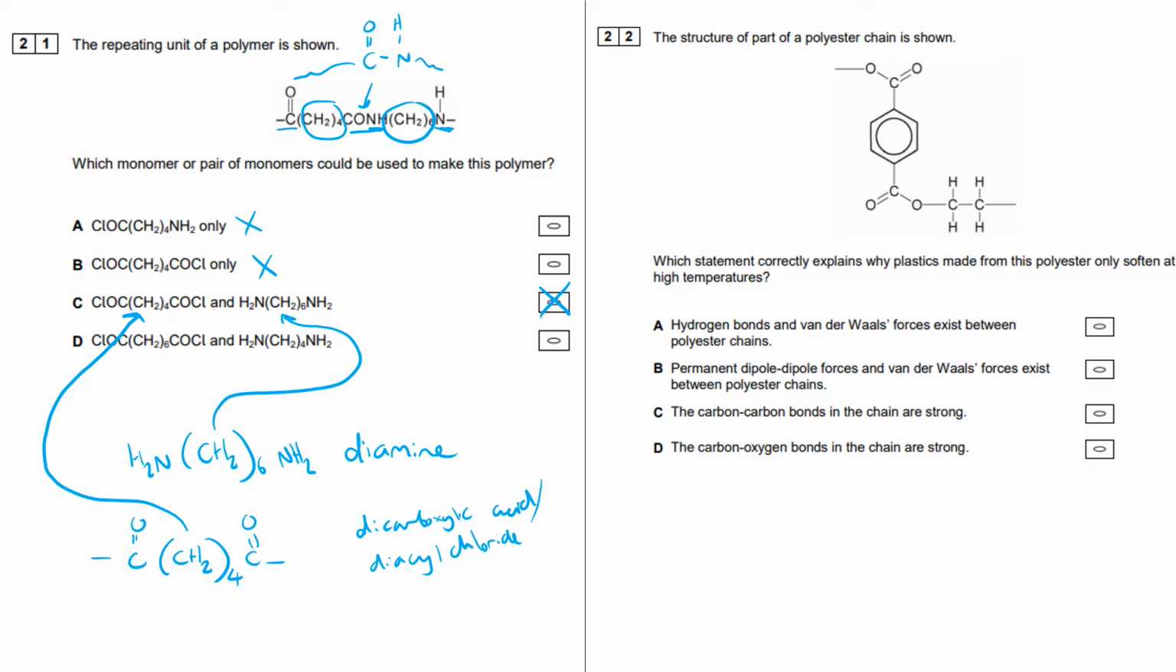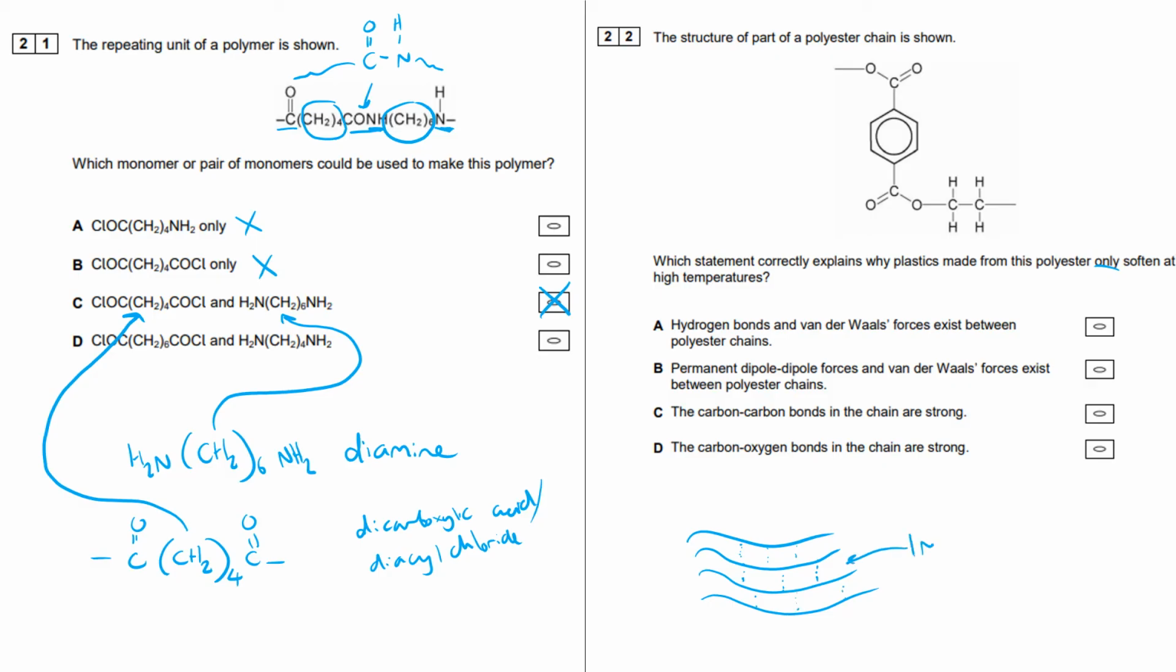Question 22. The structure of a polyester chain is shown. So in this polyester, what statement explains why plastics often soften at high temperatures? Well, when you've got polymer chains, they're effectively really long molecules. So because they're really long molecules, what's happening at higher temperatures is that the intermolecular forces between the chains, that's what these dots are representing, are going to soften and break.